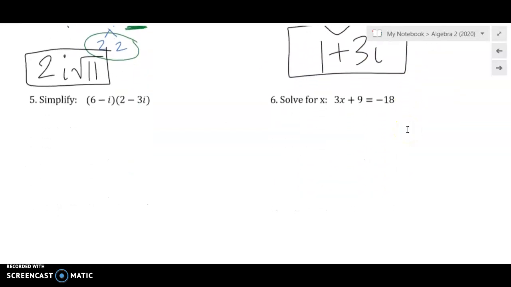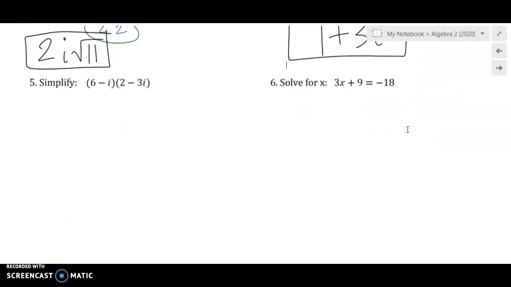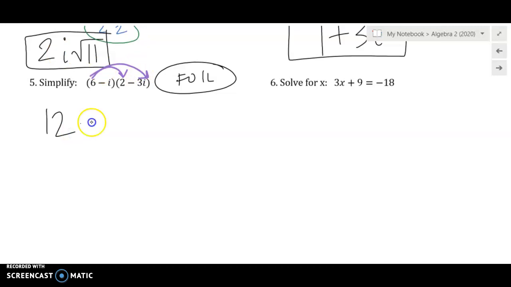Okay, something similar to that, but a little different, is multiplying. And this is where we did foiling. So just a little side note here. This is where you foil. F is first. So 6 times 2 is 12. O is the outside terms. So 6 times negative 3i is negative 18i. I is inside terms. Negative i times 2 is negative 2i. L stands for last. Negative i times negative 3i is a positive 3i squared.